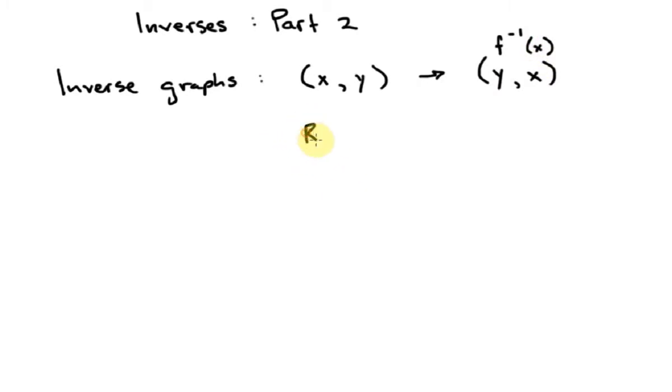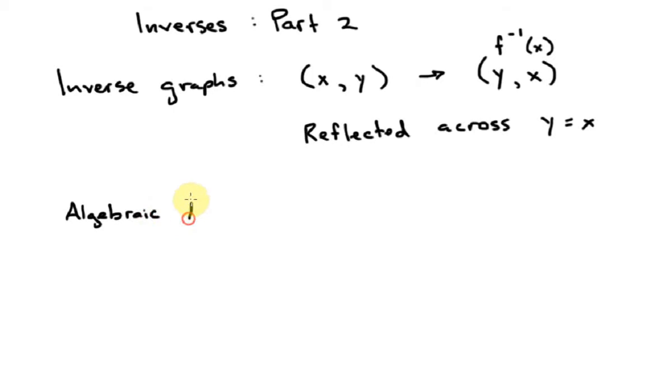And then we also had this method where we reflected across a special line, y equals x. And so that was the way we found inverse graphs. What we're going to do today is try to find the actual inverse functions. So we're going to use an algebraic approach, which is a little bit more exact. It's not just a picture.